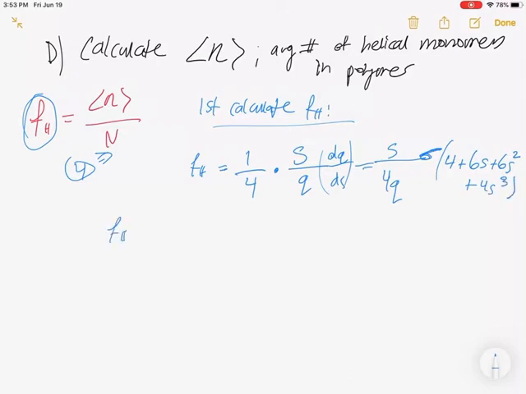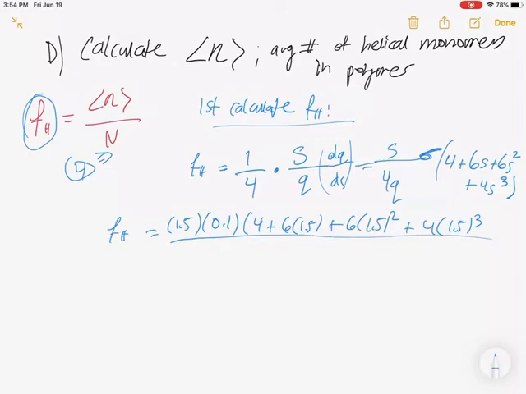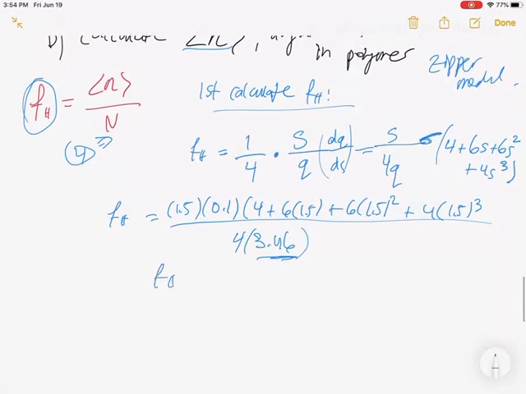And then plug in the values to find the fraction of helicity, which is equal to 1.5, 0.1, times 4 plus 6 times 1.5, plus 6 times 1.5 squared, plus 4 times 1.5 cubed. And it's all over 4q, which is nq. And the partition function we calculated was 3.46. That is for using the zipper model. So this one you calculate for the zipper model. That's why I use this number here. And so you get f of h is equal to 0.4355.